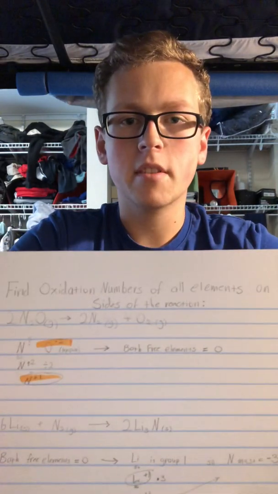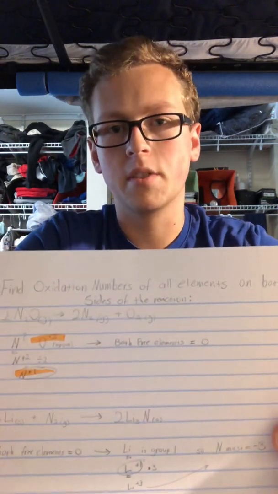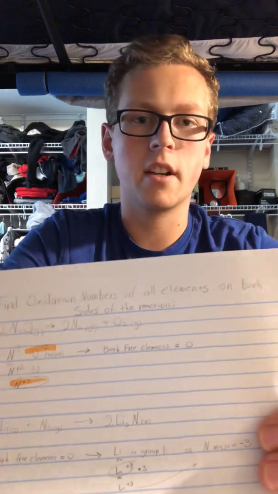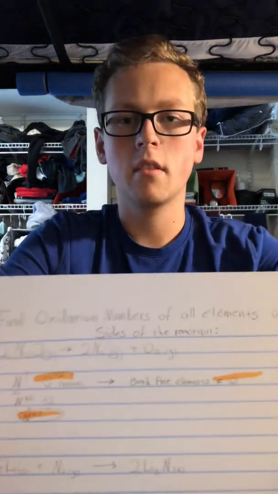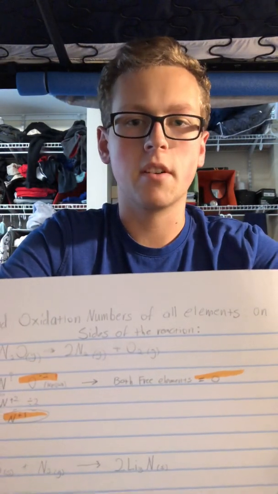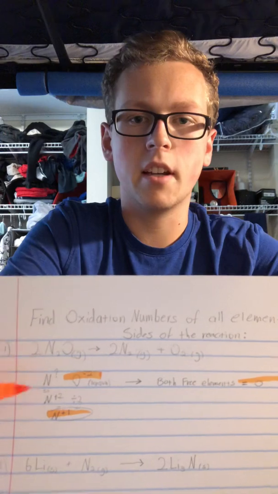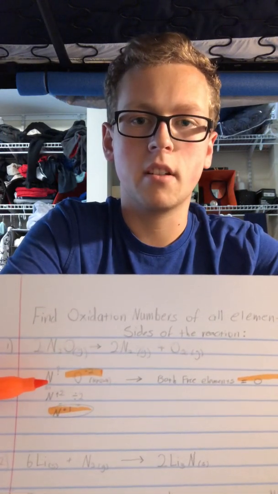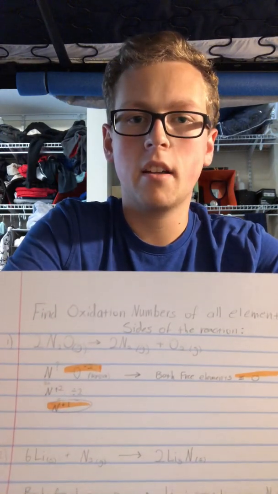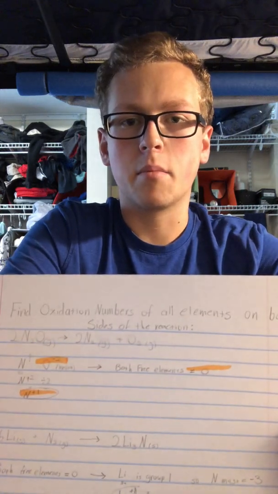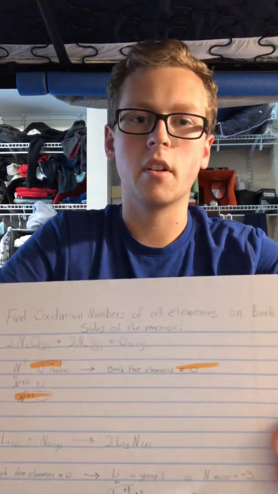And because that splits into 2 free elements, once again, the oxidation rules state that free elements have an oxidation number of 0. So both the nitrogen and oxygen will have oxidation numbers of 0. On this side, oxygen's -2, nitrogen's +1, and on the product side, both of them are 0 because they're both free elements.